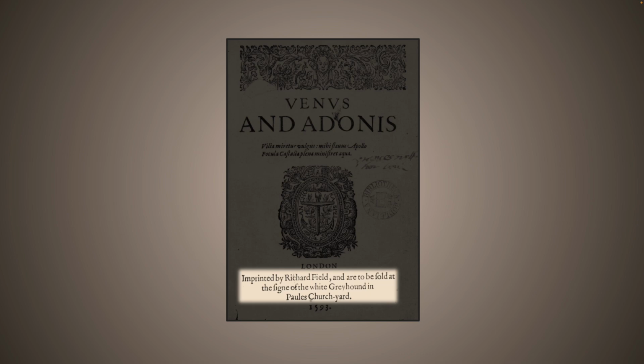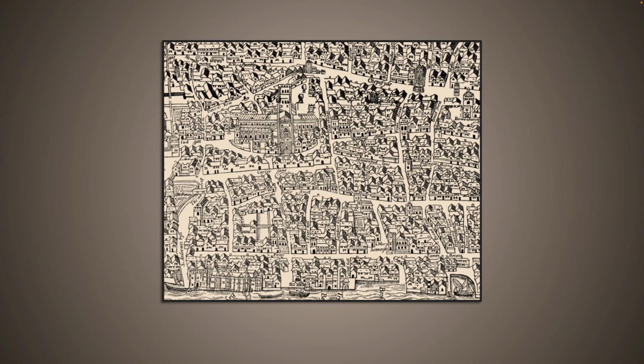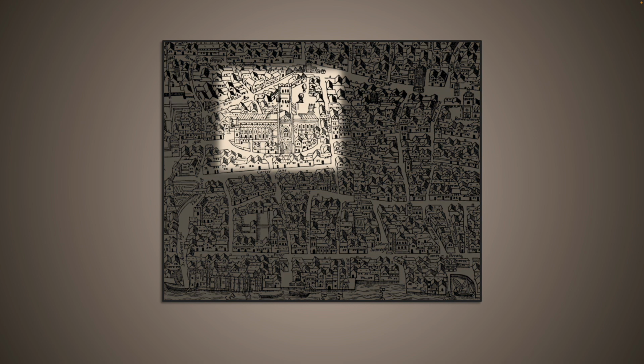And you'll see that Paul's Churchyard is mentioned on many title pages, not just in Shakespeare's publications, but in a lot of early modern books. Here's another map of London, and there's obviously St. Paul's. And there are several reasons, I think, for this. One of them is that the Stationers' Company, which we'll talk about in just a minute, was headquartered near St. Paul's. And then all around on these adjacent streets, there were printers and booksellers.